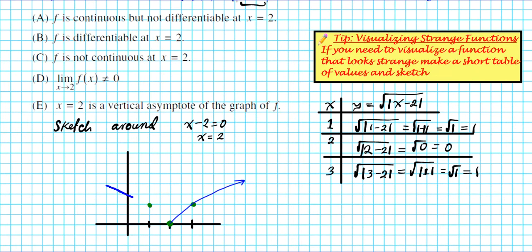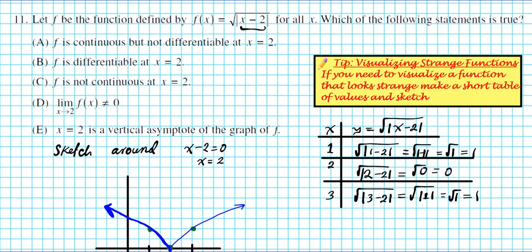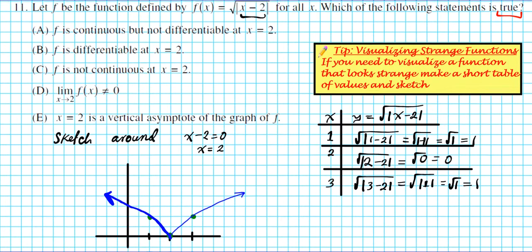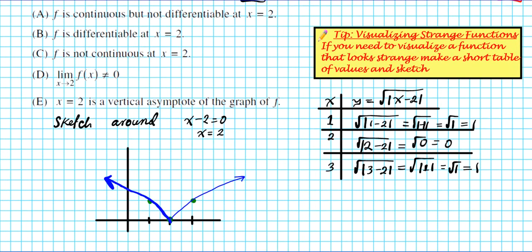Remember, you are not allowed to use a calculator on this problem, so this is a non-calculator problem, and that's why we're using a table of values to sketch our graph. Now let's go over the options. Remember, we're looking for which statement is true. Option letter A, f is continuous but not differentiable at 2. There are two things we're looking at there, continuity and non-differentiability.